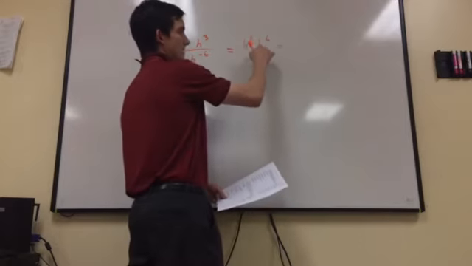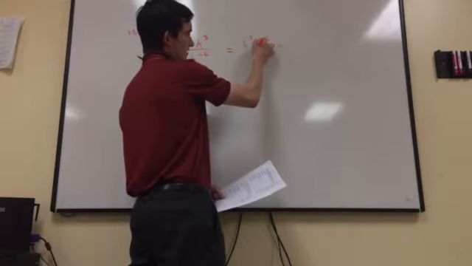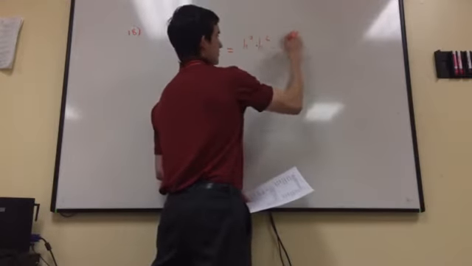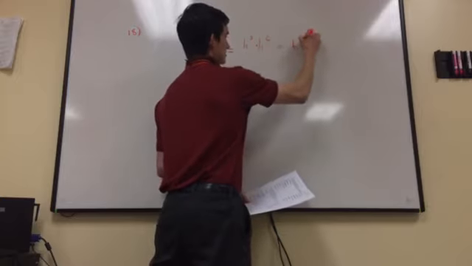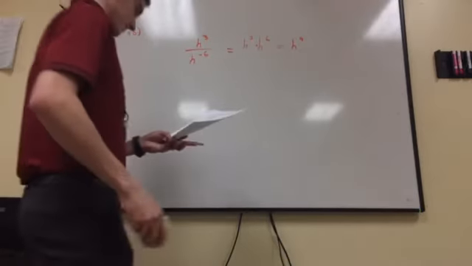H to the third times h to the 6th, you have the same base. When it's multiplied together, you can add their exponents. So h to the 3 plus 6 is h to the 9. And that's the answer. All right.